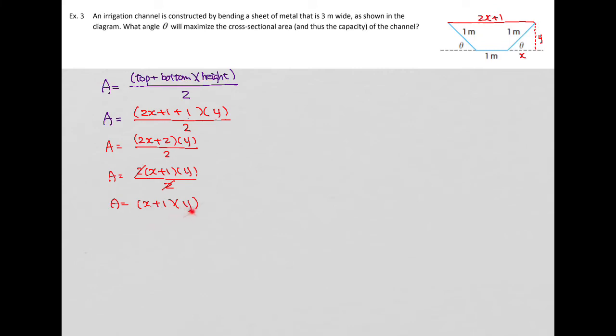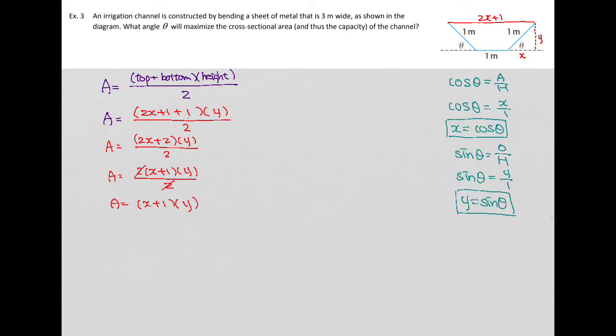However, in order to do optimization, you cannot have more than one variable in the domain. That means we have to replace them. That means we have to go back to our diagram to see what we can replace x and y with. As you can see here, this is a right triangle, so we can use the primary trig ratios. Cosine theta is adjacent over hypotenuse, which is x over 1, so we know x is cosine theta. And sine theta is opposite over hypotenuse, which is y over 1. That means y is sine theta.